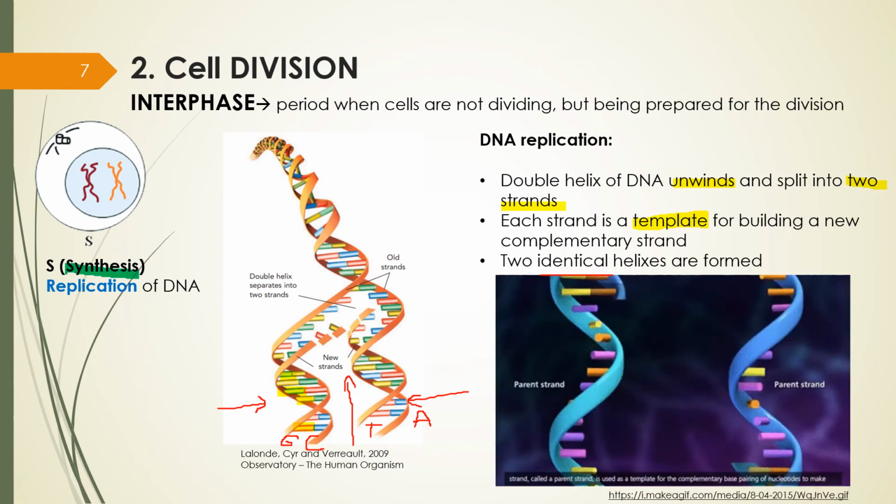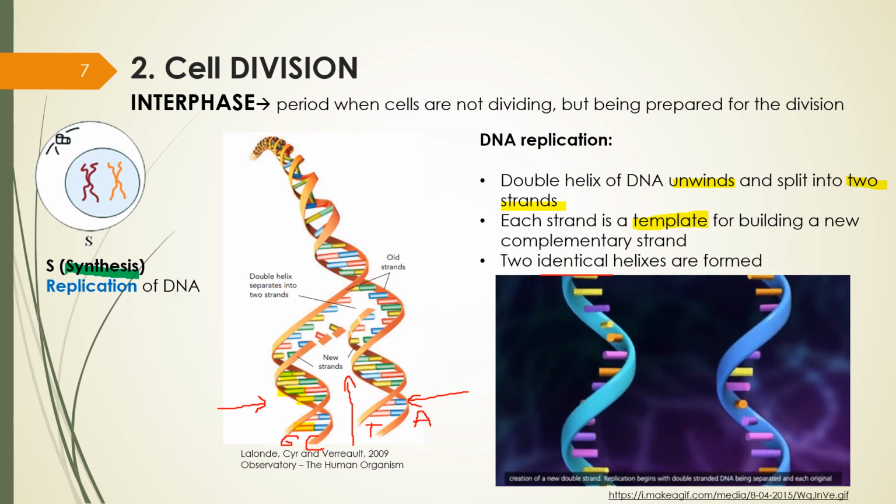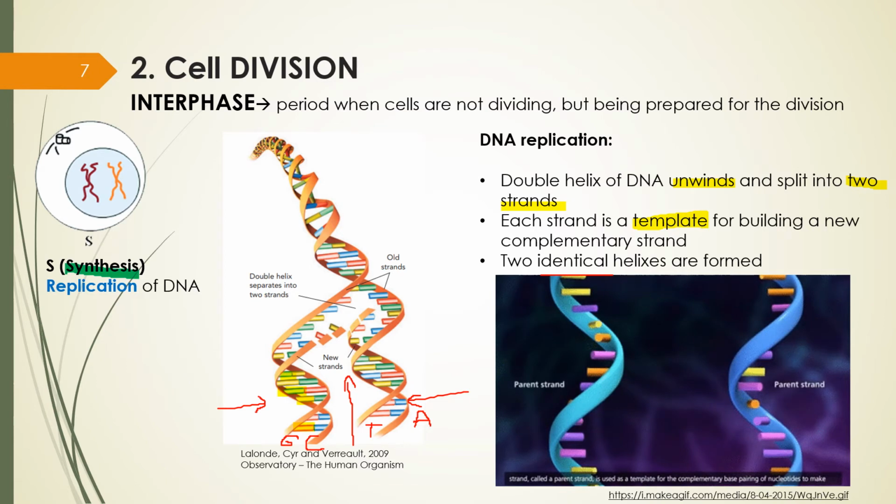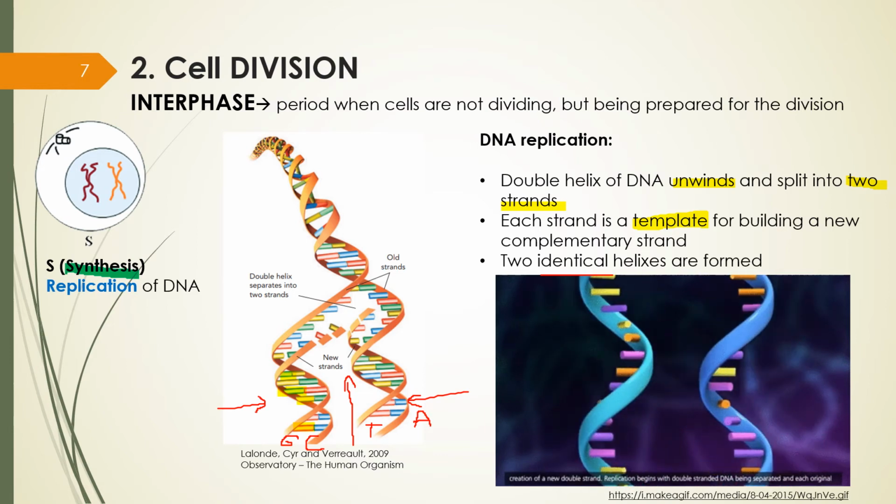So here is an illustration for you. Here it is already open. When it's open, new bases are being put in according to the rule, A and T, G and C, until it completes both sides. So it opens and completes with the new bases. When I complete all the bases, I form two new strands, completely identical to the first one.